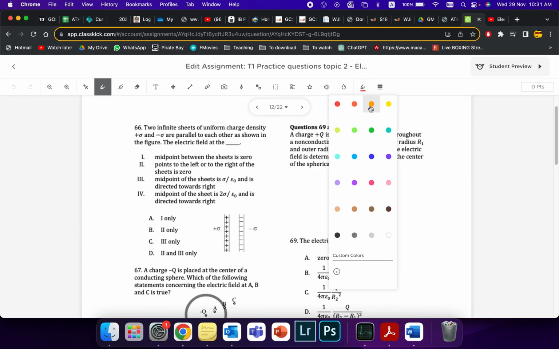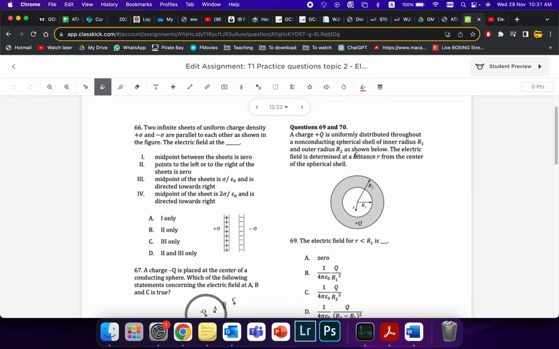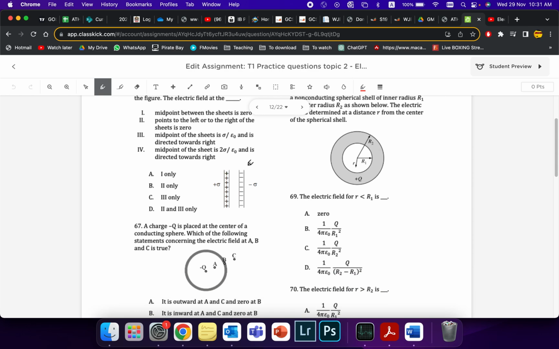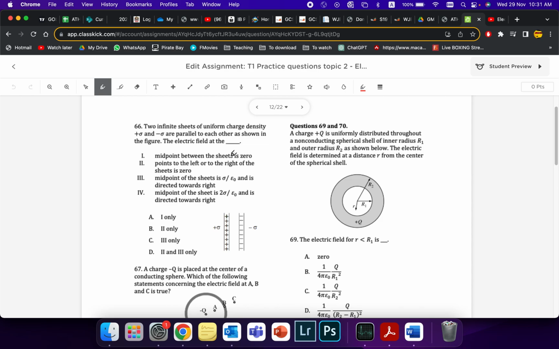Alright, so in this video I'm just going to finish off with these practice questions on topic 2, the electric flux and Gauss's law. Two infinite sheets, uniform density, plus and minus density, are parallel to each other as shown in this picture here. We have field lines going like that in between them, and there is a formula for two infinite sheets. Actually, you just remove the two. Let's get on with it.